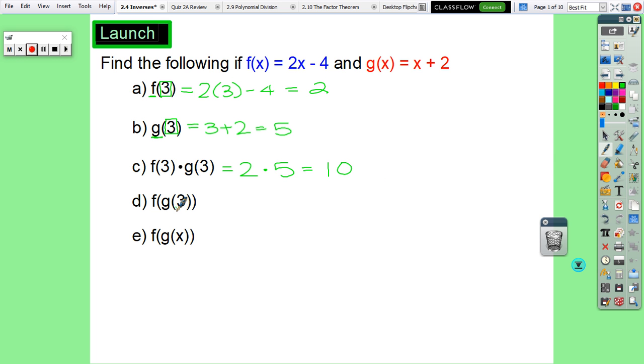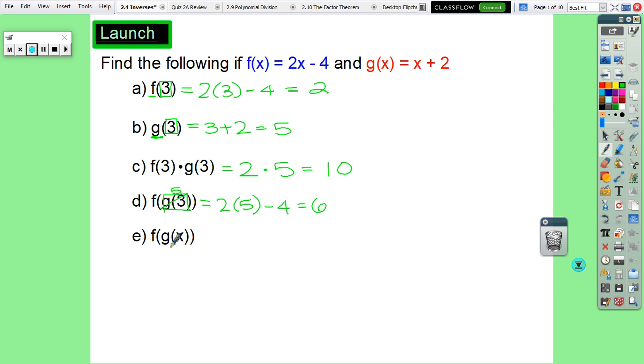This one is saying that we find what g of 3 is, and then we take that output and we plug it into the f function. So we already know what g of 3 is. G of 3 is 5. So really what we're saying is that we want to replace this with 5. So we're going to take 5 and plug it into the f function. So 2 times 5 minus 4, so 10 minus 4 is 6.